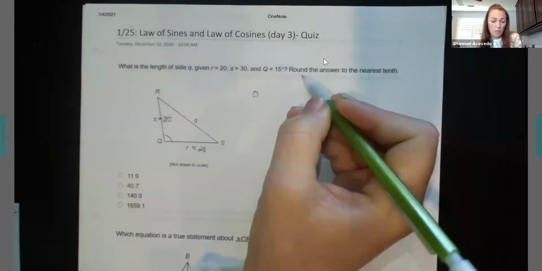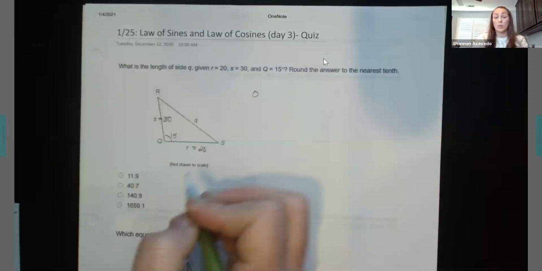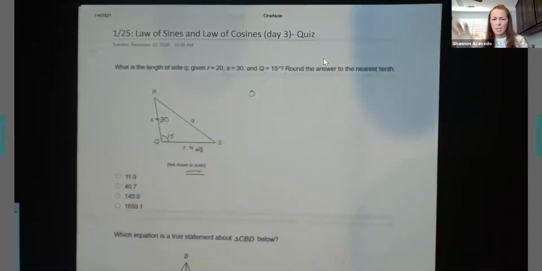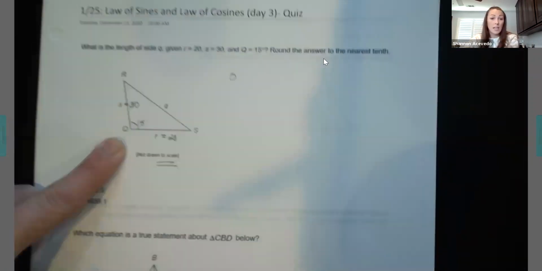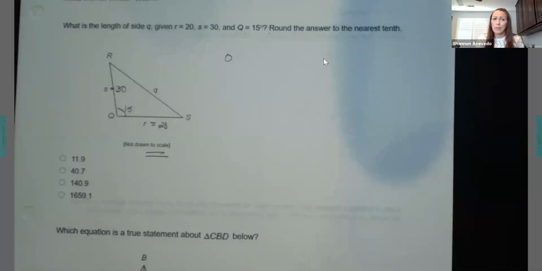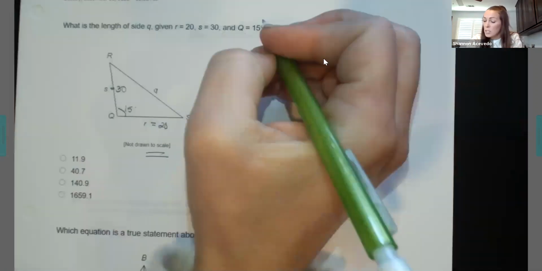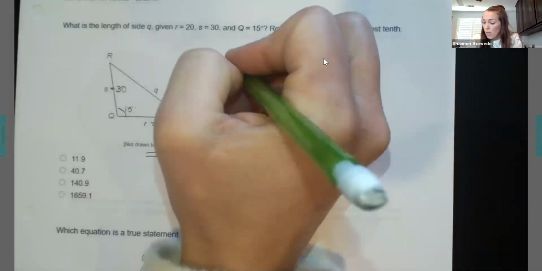Angle Q is 15 degrees. Obviously, these are not drawn to scale. So note that just because this looks like an obtuse angle, it is definitely not drawn to scale. Make sure that you know, just because a triangle is set up a certain way doesn't mean that's what it's actually illustrating based on the values that they give you. So this is triangle QRS.